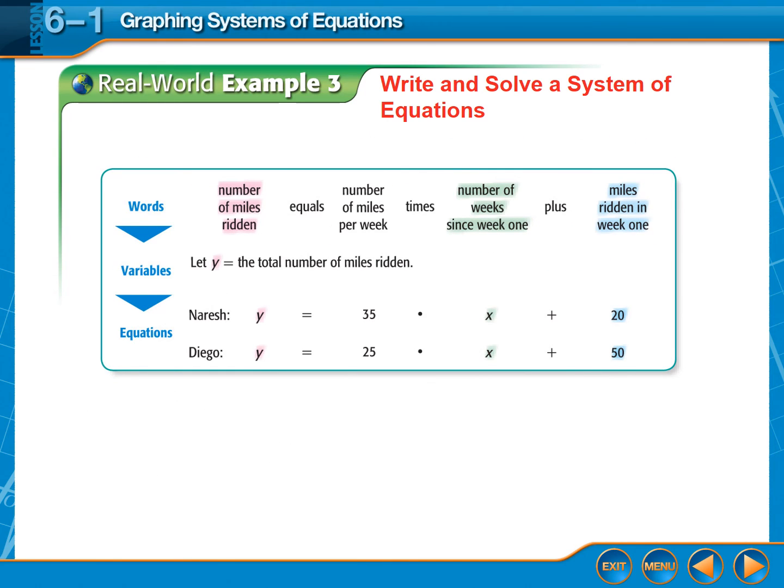Right. And this kind of visualizes what we just talked about. If y is the total number of miles, for Naresh, that's 35 times the number of weeks, x, plus the 20 that he had before. For Diego, it's 25 times x plus the 50 that he started with. So we have two equations, both using x, the number of weeks, and y, the total number of miles.